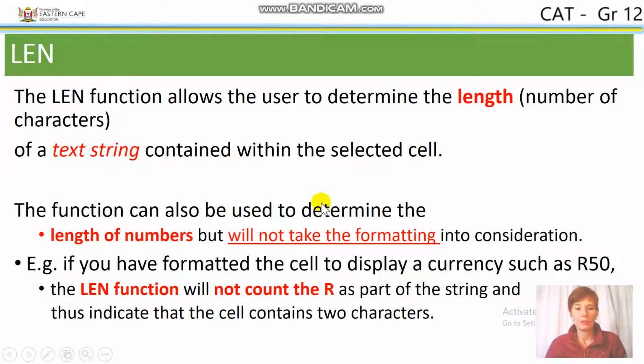The function can also be used to determine the length of numbers, but will not take the formatting into consideration. So this is important. If you look at this 50 Rand, it's formatted as currency. If you have to go and add them up now, you're going to say there are 3 digits, an R, a 5 and a 0. But because it's formatted as 50 Rand, if you use the LEN, it will only say 2, because it will not see the formatting. It will see that it's 2 digits, but they're formatted as a currency. The LEN function will not count the R as part of the string.